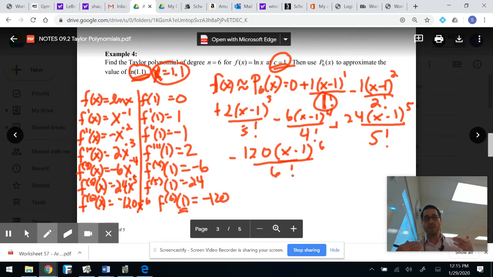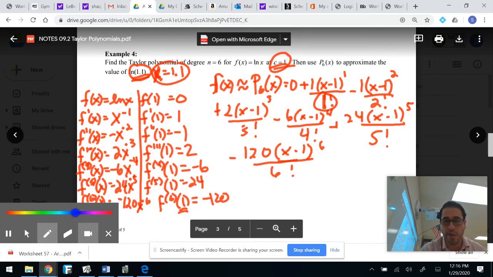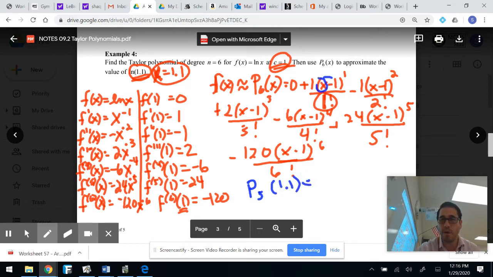It does ask me to approximate it, and actually it's not too bad. If you plug in 1.1, you're always going to subtract 1, so it's like having a 0.1 in there. I did it earlier, so I'm going to save us all the work of putting all that into your calculators. If I plug 1.1 in for all of those x's and put all that into my calculator, I get 0.0953. I'll round to 4 decimal places.